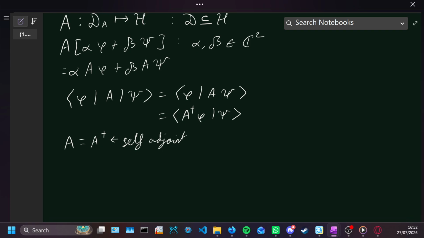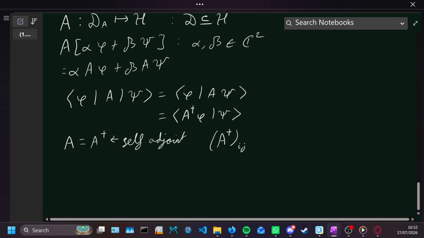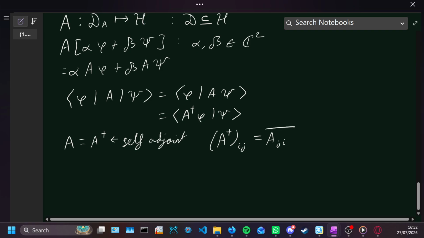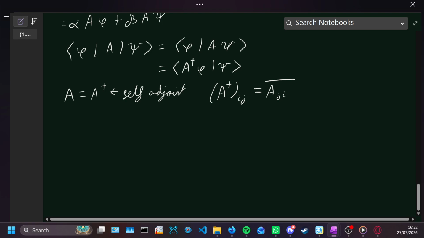And so for the case of a matrix, it turns out that the adjoint of A is going to be equal to the transpose of A, with every element conjugated. So that is, the element at row i in column j in A cross is going to be equal to the element at row j in column i in A, conjugated. Great.